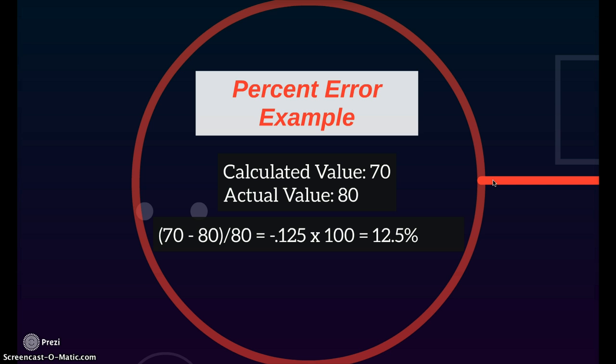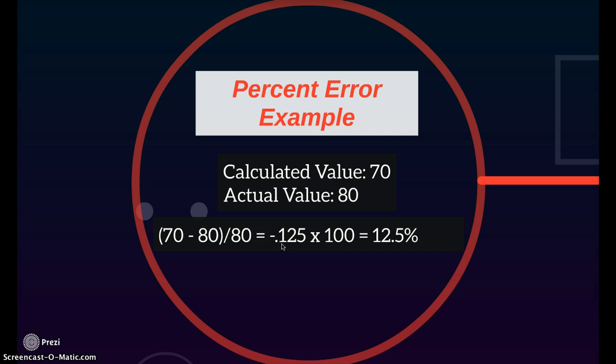An example of this is if I have a calculated value of 70 from a lab or experiment, when I'm comparing it to its actual value of 80, I plug it into the formula. I take my calculated value, 70, minus its actual value, 80, all over its actual value of 80. This gets me to a decimal. My decimal in this case is negative 0.125.